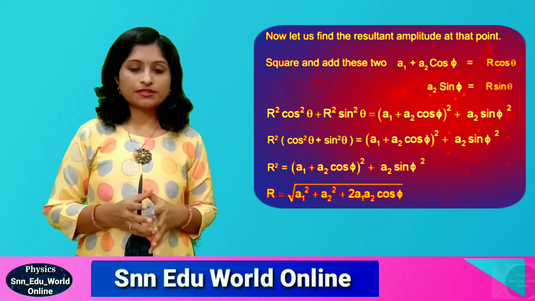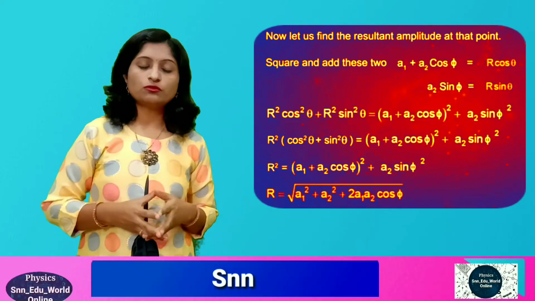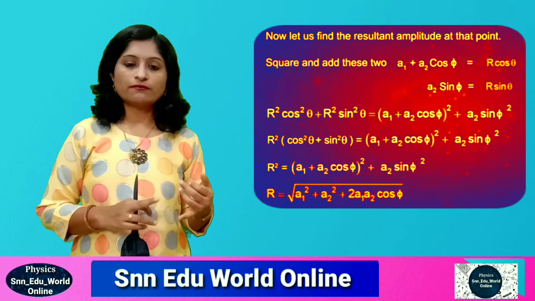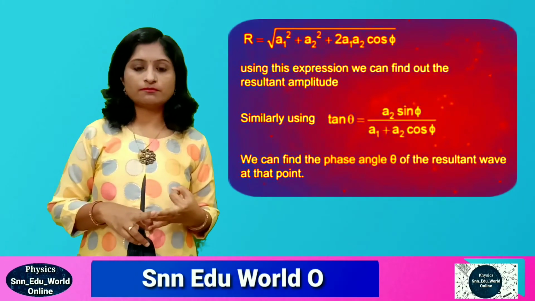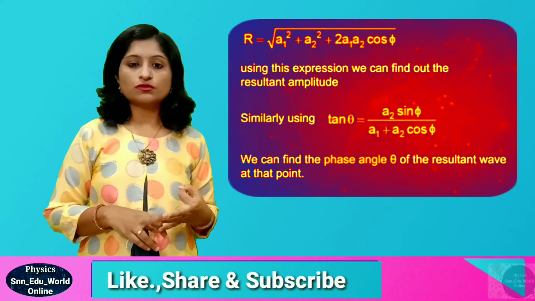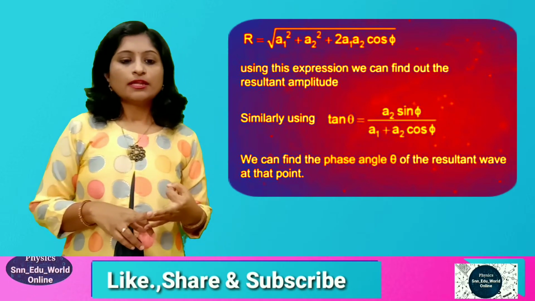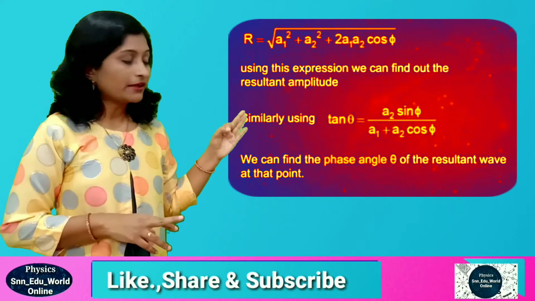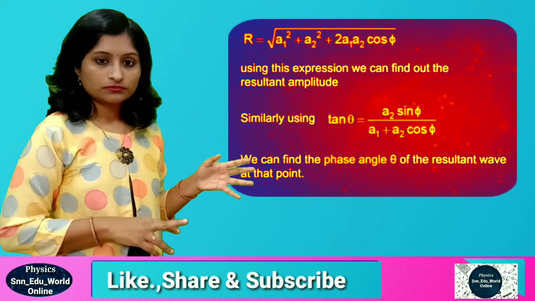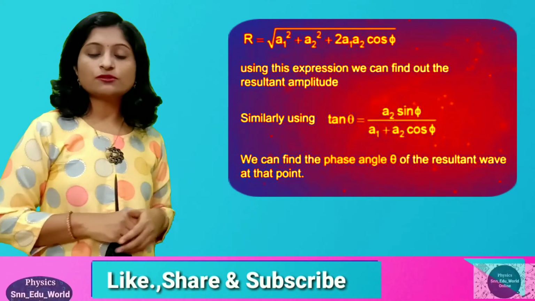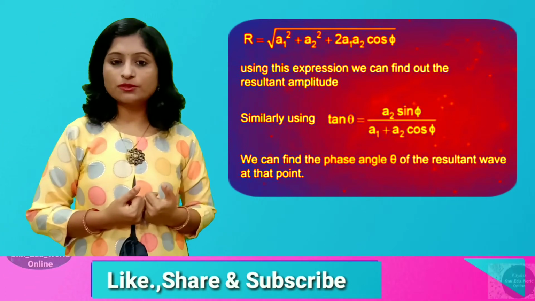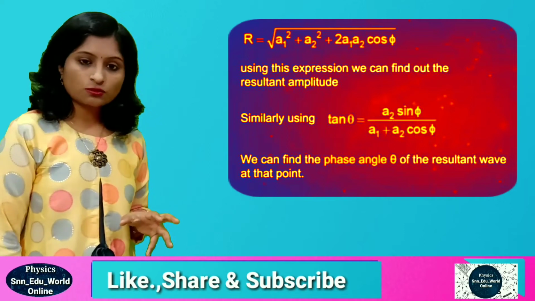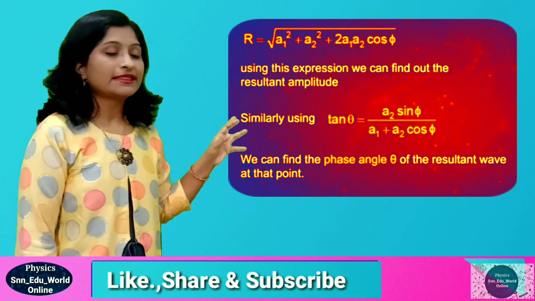This is the expression for the resultant amplitude due to two phases. a1 is the amplitude of the first wave, a2 is the amplitude of the second wave, and phi is the phase difference between the two waves. Now here we can find the angle theta also. When we solve, we divide these two equations. When we square and add, we will get the resultant amplitude. If we divide these two equations, we will get tan theta.